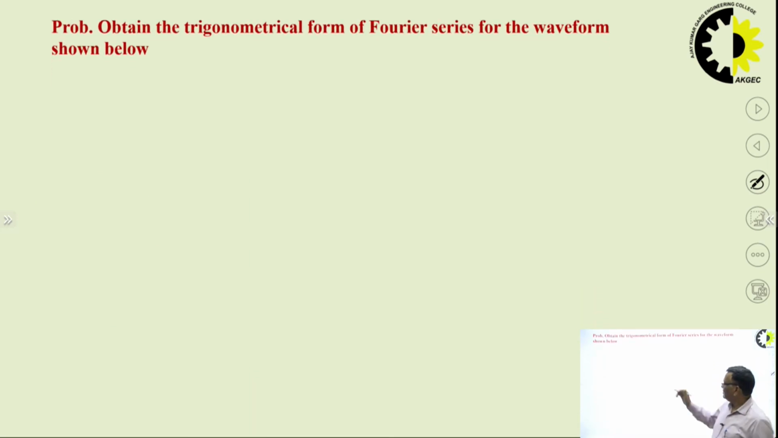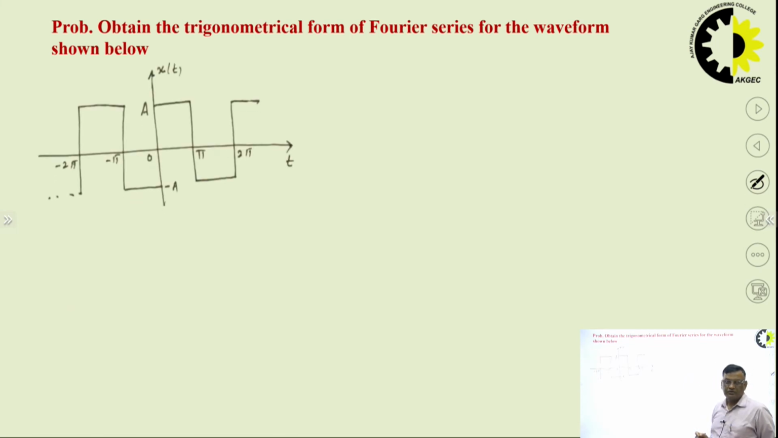Now obtain the trigonometrical form of Fourier series for the waveform shown below. If you have no idea about the waveform symmetry, what will we do? We just write the trigonometrical form of Fourier series, which is f(t) is equal to a0 plus summation n is equal to 1 to infinity of an cos n omega t plus bn sin n omega t.